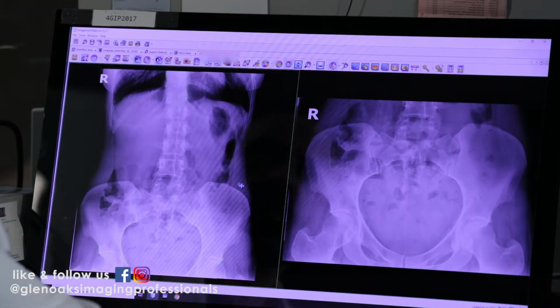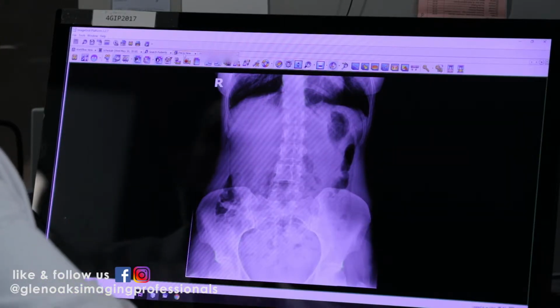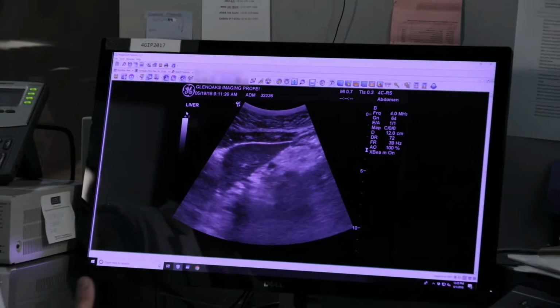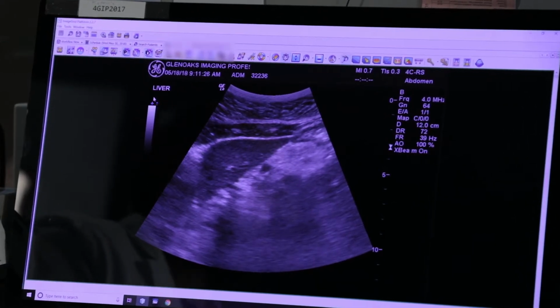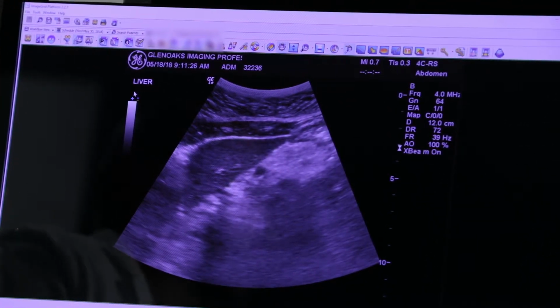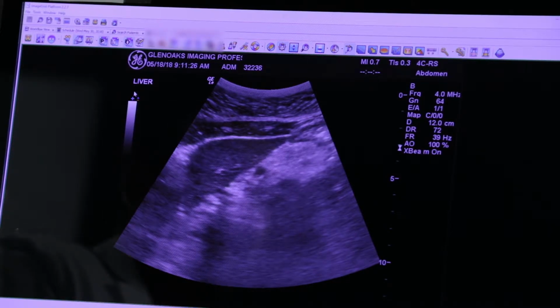Now we're going to move on to ultrasound. I'm just going to open up the next study for you. Here we go. It's an ultrasound of an abdomen. Initially, when we heard ultrasound, we always thought about pregnancy and that it was only done for pregnancies. But technology has advanced so much that now it's done for much more.